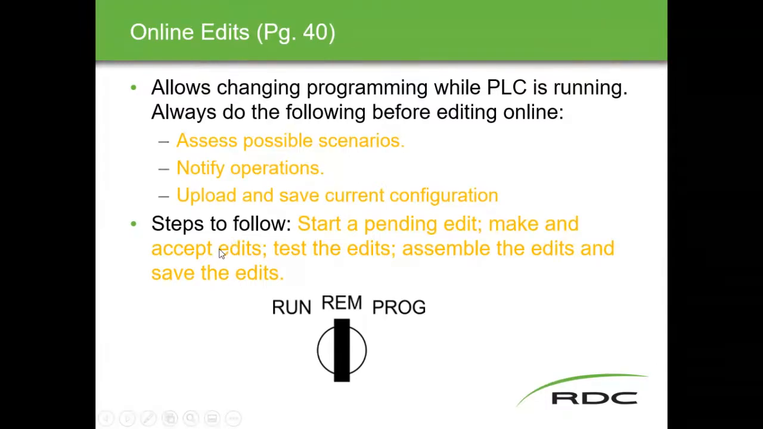Okay, so these are the steps to follow if we were doing this properly in the lab, and actually you guys kind of do this without even knowing it. Start a pending edit. You guys don't know what that looks like, and I'll show you in the lab, but there were some buttons up on the screen, and with a couple of the groups I came around and showed you. We usually just make changes and then go straight to download, and that's okay in the lab, but the proper process involves making a pending edit, then accepting the edits, testing the edits, assembling the edits and saving the edits before we download it.